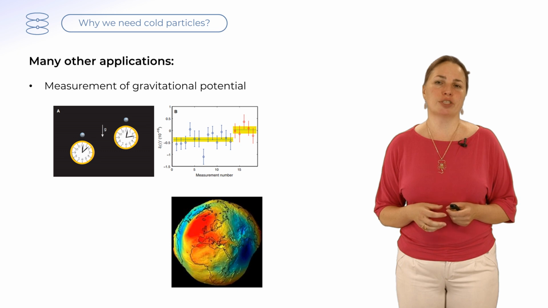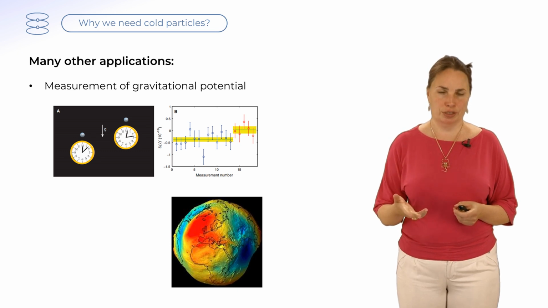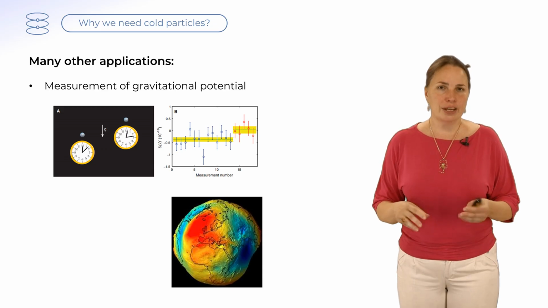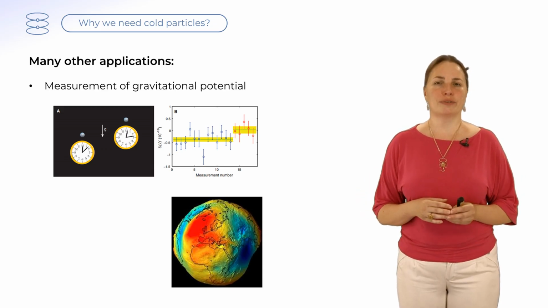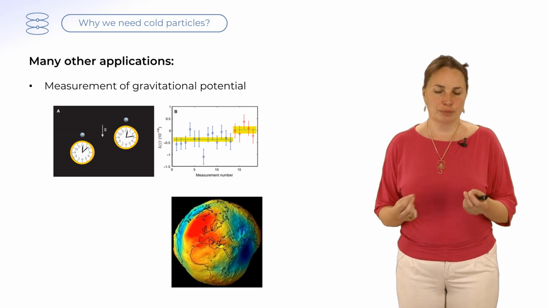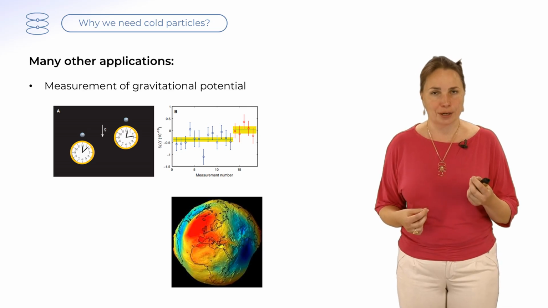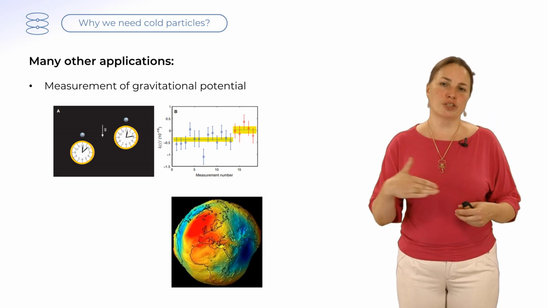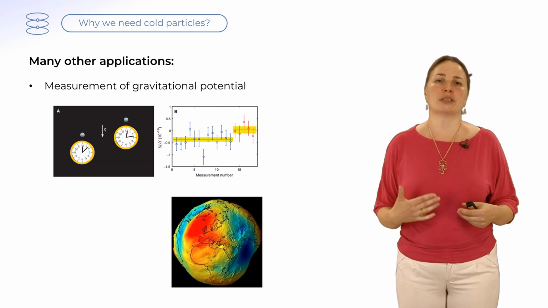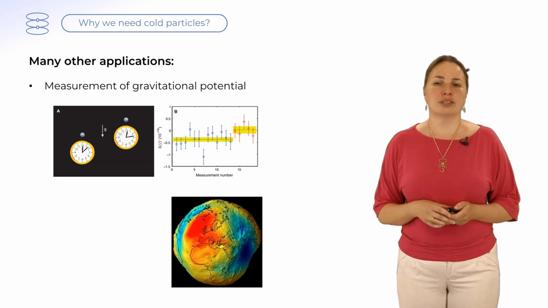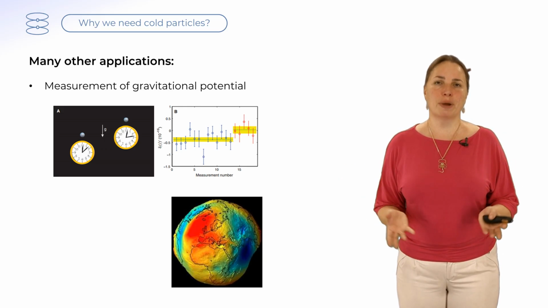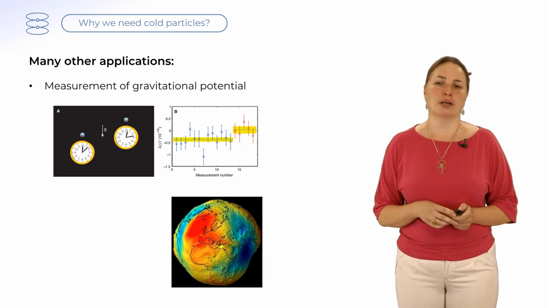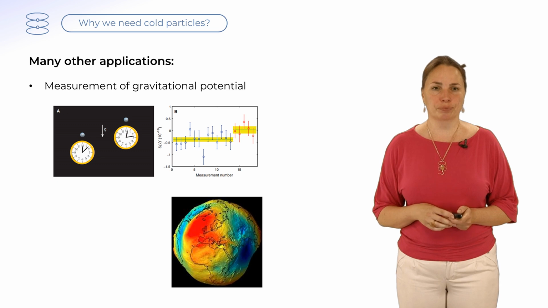We can measure gravitational potential using the optical clock, because the atoms are very, very sensitive. If we isolate them from the environment, then we can ask them about the frequency of their transitions, depending on in what gravitational potential they are located. It allows us to build a map of the gravitational potential and, for example, make a map of the geoid.